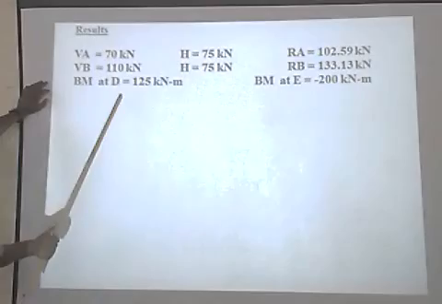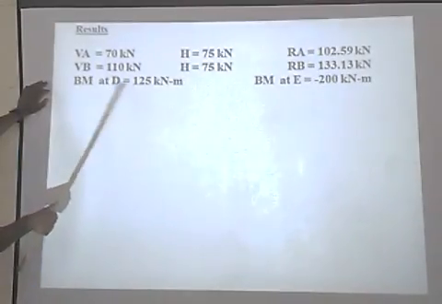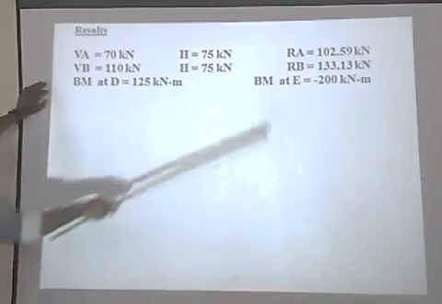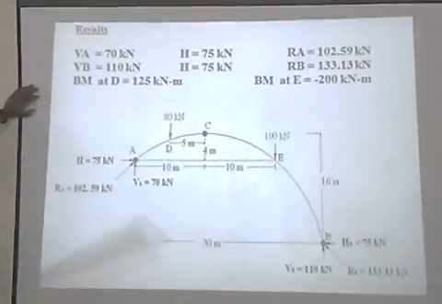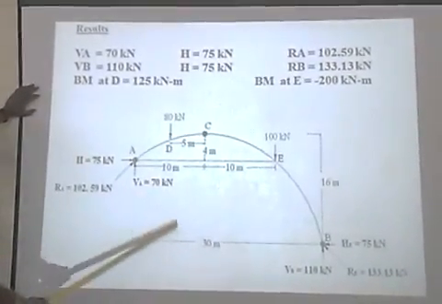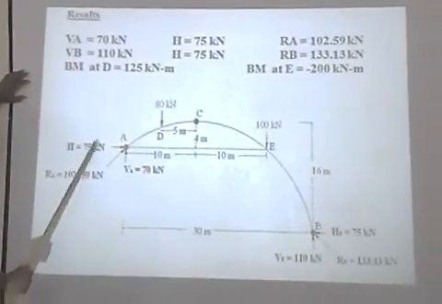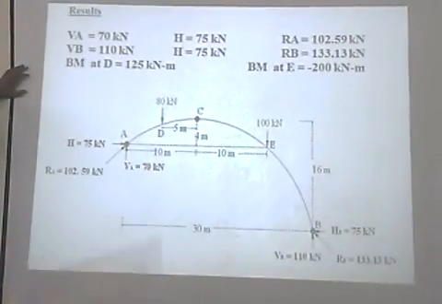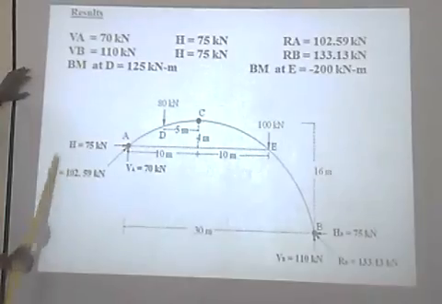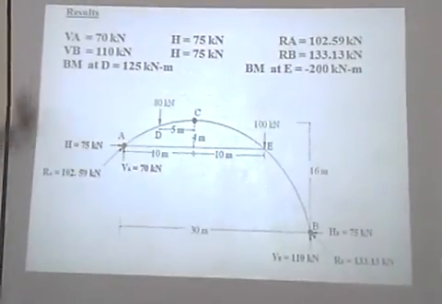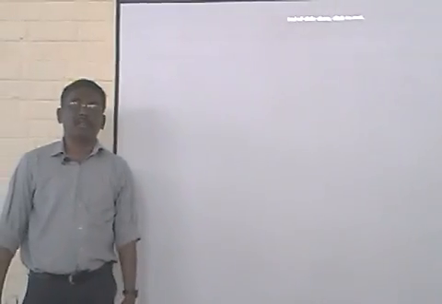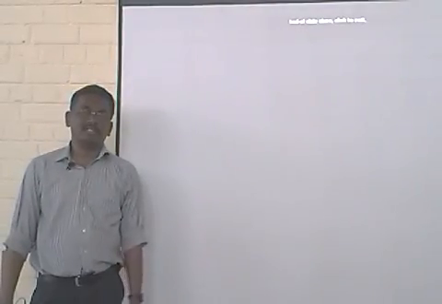Bending moment at the 80 kilonewton point, D, is 125 kilonewton meters, and the bending moment at the 100 kilonewton point is minus 200 kilonewton meter. Let us substitute all the values in the given arch, marking all the values so that the result may be good. Substituting all the values, bending moment at this point and this point, we get the final result. With this, we come to the end of the problem. From this problem, we have studied how to calculate the reactions and bending moment at the necessary points.